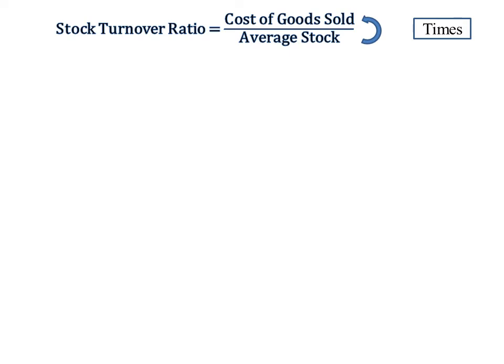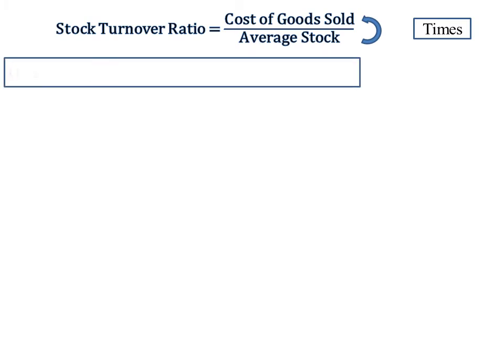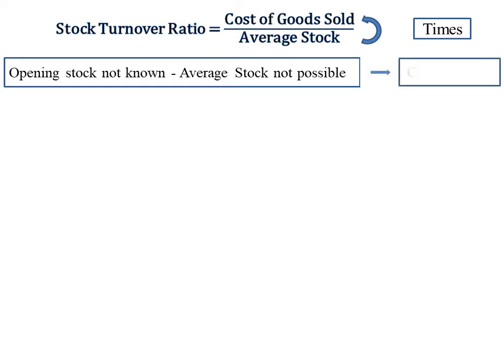Please note that in case of insufficient information about cost of goods sold, we can take net sales in the numerator, and in the absence of information about opening stock, we can take closing stock in the denominator.